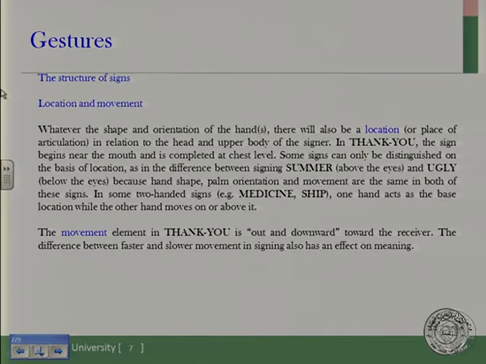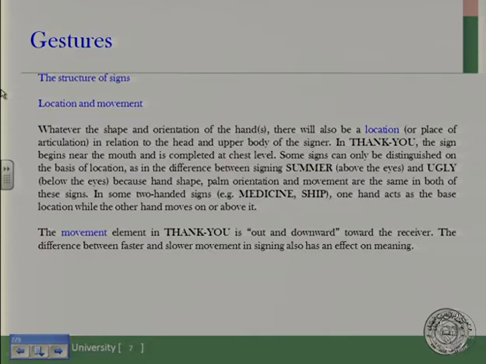Whatever the shape and the orientation of the hand or hands, there will also be a location or a place of articulation in relation to the head and upper body of the signer. In thank you, the sign begins near the mouth and is completed at the chest level, this way.